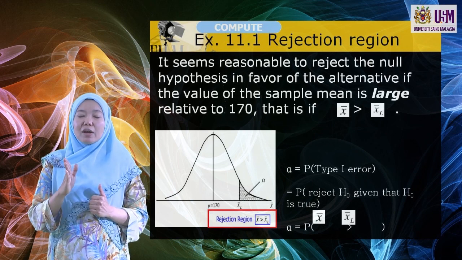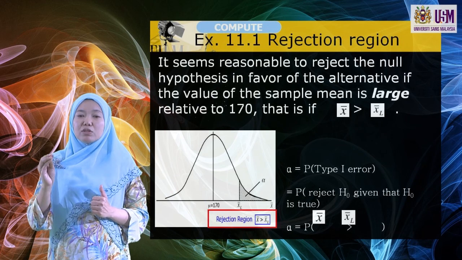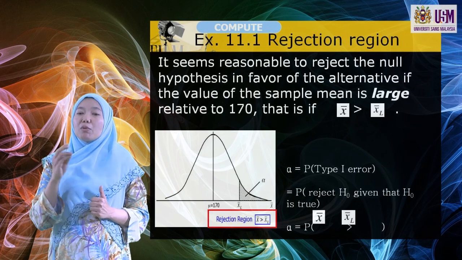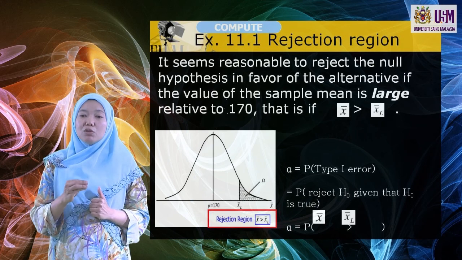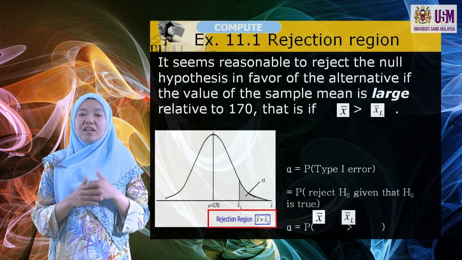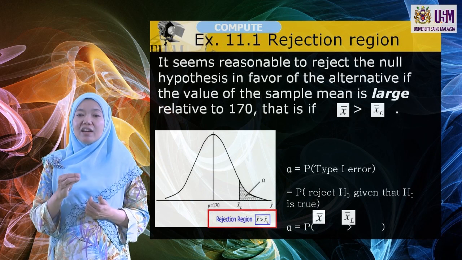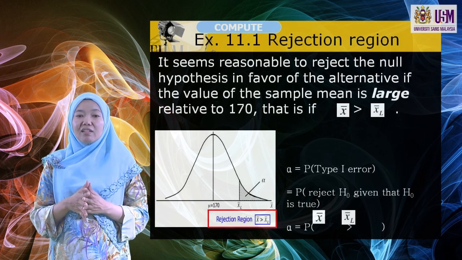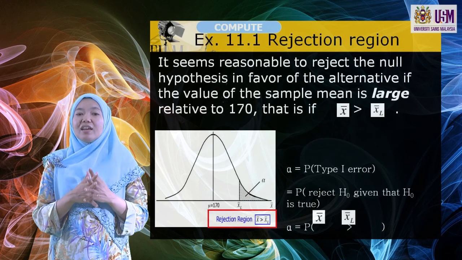And we are talking about the shaded area. The probability of falling in that area is what we call alpha, the probability of making type 1 error. So in this case, the probability of you rejecting H0, given that H0 is true, is given as alpha, equals the probability of X bar greater than X bar L. So you are going to determine what is the exact value of X bar L.